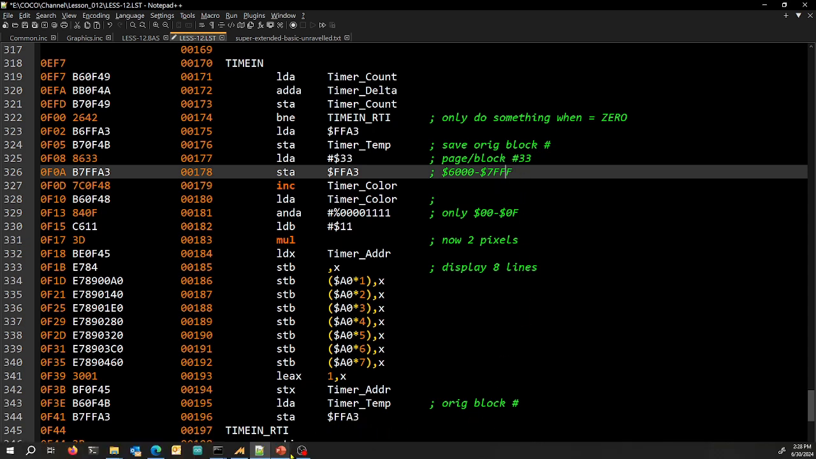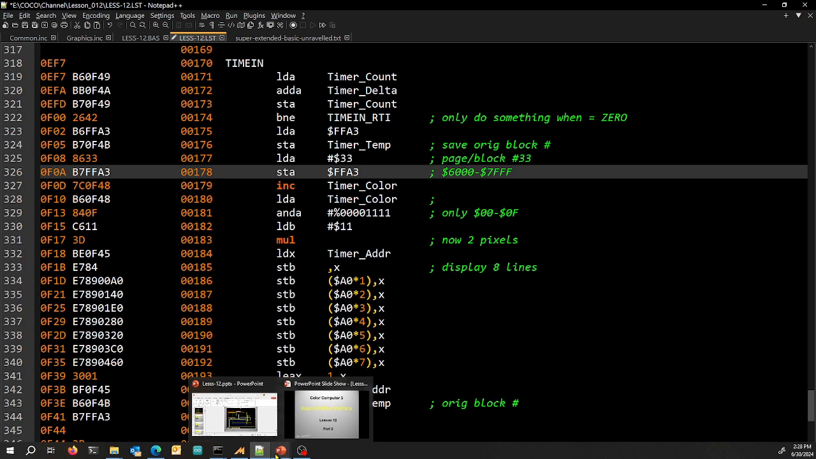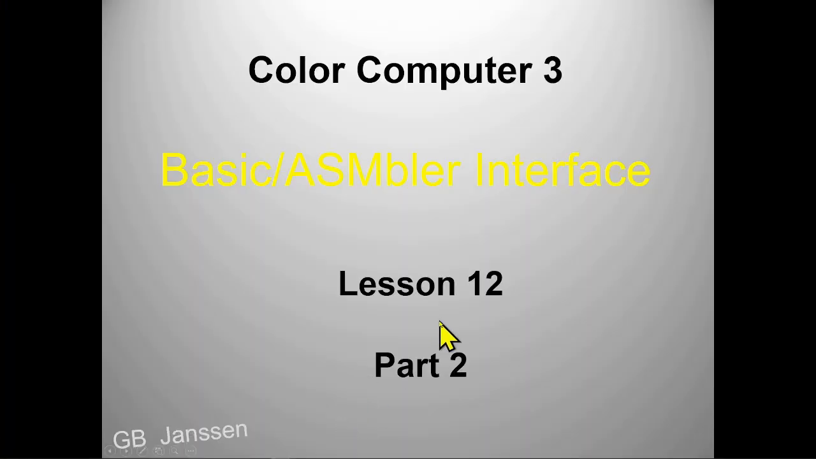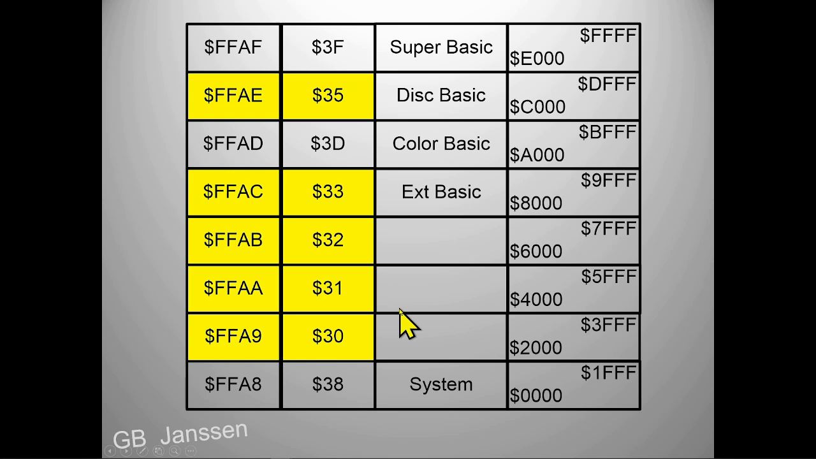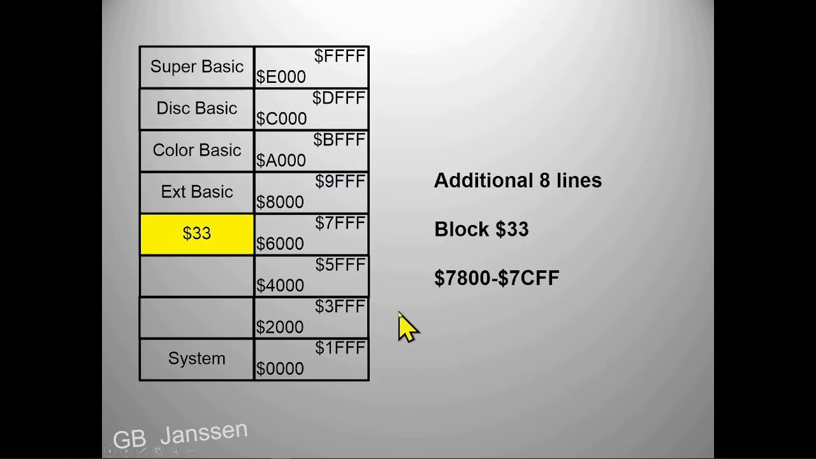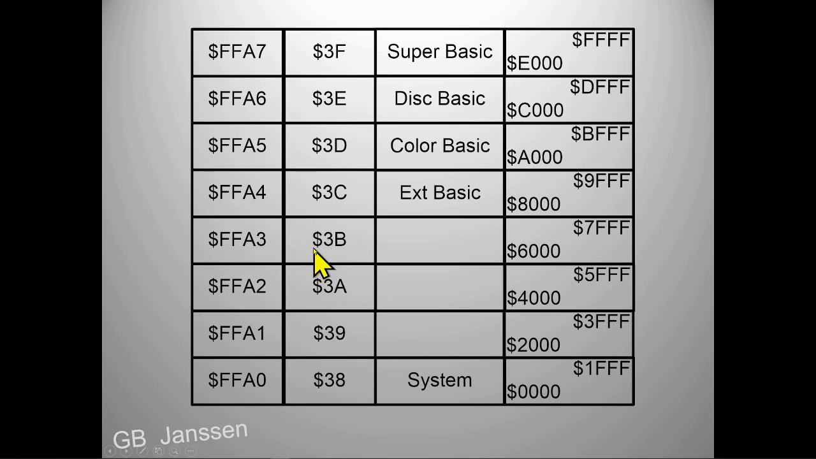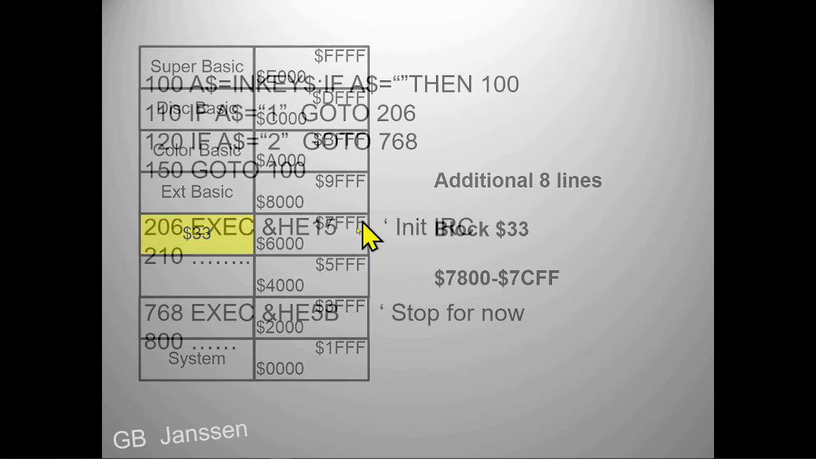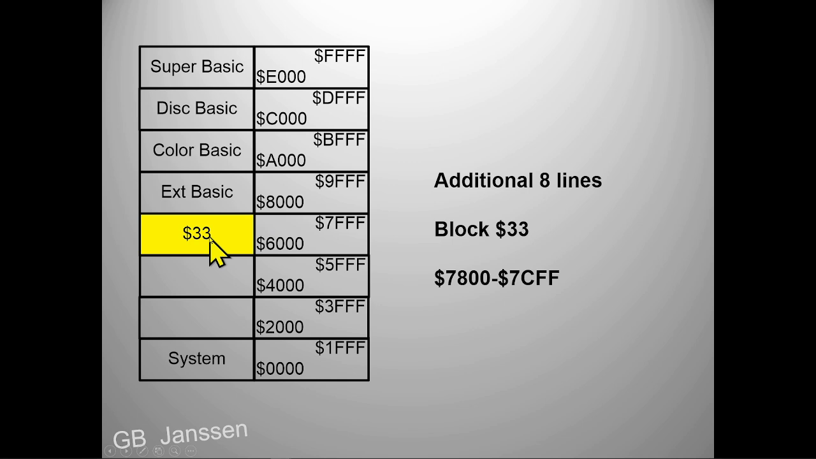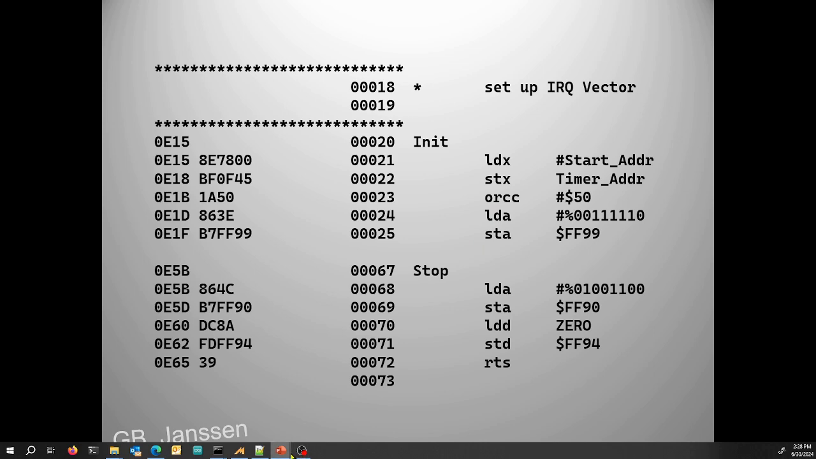I'm going to slow down just a bit here and go back. And this is our configuration right now. Okay, we took what was in FFA3, which is 3B, we saved that, and we put a 33 in there. So this is our configuration right now with the interrupts turned off, because we're working on interrupts. So now we can address that block right there. Okay, now back to the show.